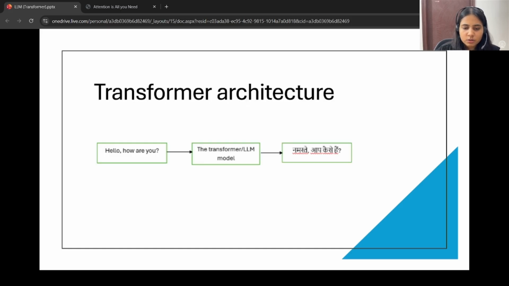Okay, so we'll go for the transformer architecture now. Suppose we ask, "Hello, how are you?" and we want to convert this into the Hindi language. It will go through the transformer, or we can say the LLM, and we'll get "Namaste, aap kaise ho". So how this is going to work, and what that architecture is, we'll see.